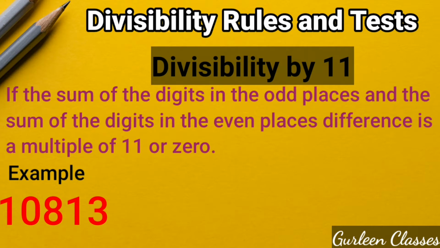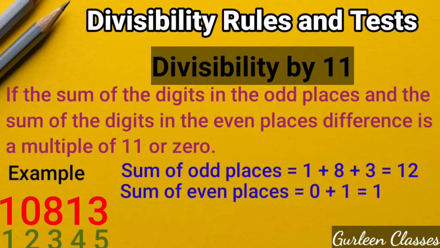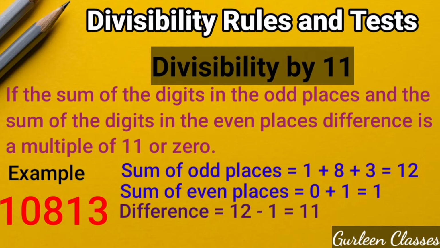Example: 10813. The first step is to write their places: 1, 2, 3, 4, 5. Next step, the sum of odd places. The digits in odd places are 1 plus 8 plus 3, which is equal to 12. Second step, the sum of even places. The digits in even places are 0 plus 1, which is equal to 1. Now the difference of odd place and even place sums: 12 minus 1 is equal to 11. So 10813 is divisible by 11.